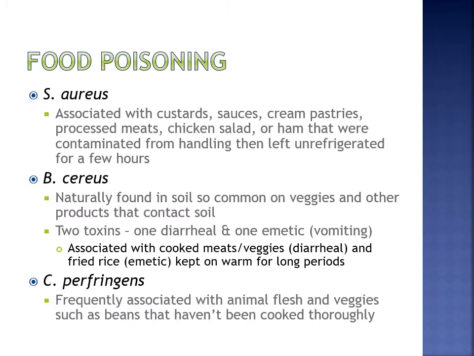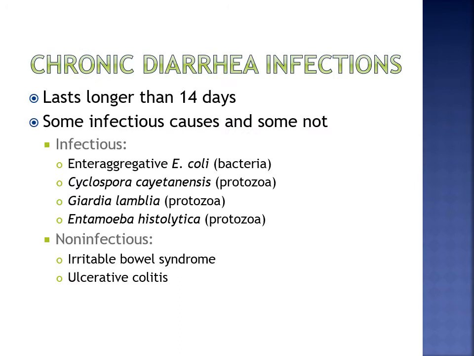And then Clostridium perfringens, this is more common with animal flesh, as well as vegetables more like beans that just haven't been cooked thoroughly. So those were all acute diarrheal diseases. Now we're going to look real quick at chronic diarrhea infections.